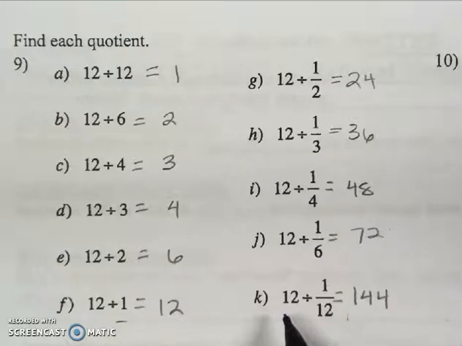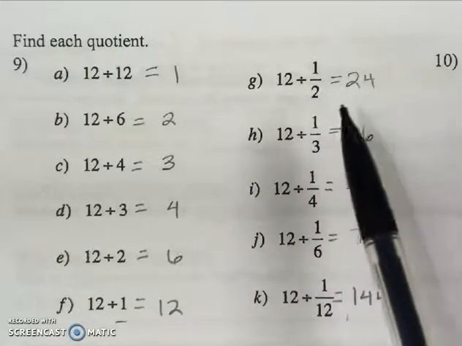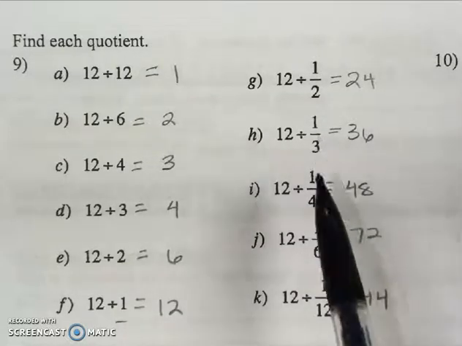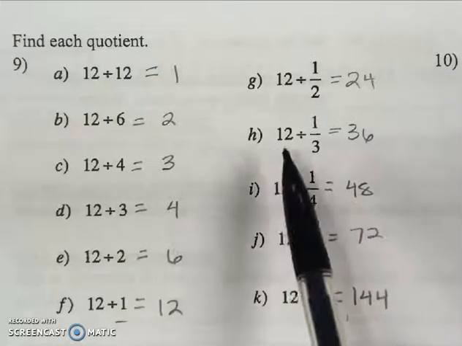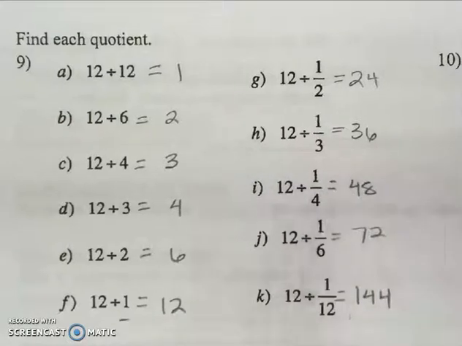When we take a whole number and divide it into smaller pieces, how many halves can we take out of 12? We can take out 24. How many thirds could we divide out if we had 12 big pieces and chopped each of those 12 pieces into 3? Then we'd have 36. So we see that pattern continue.